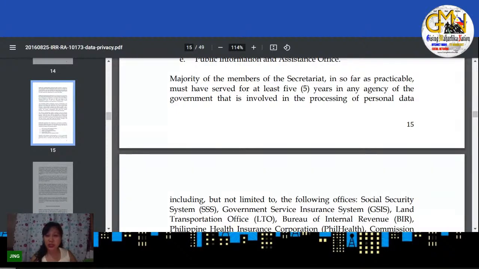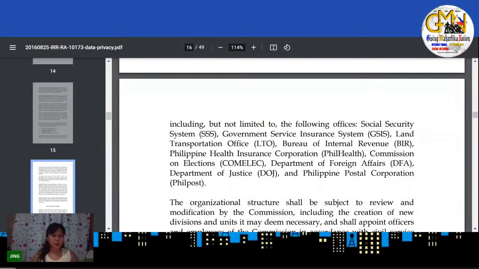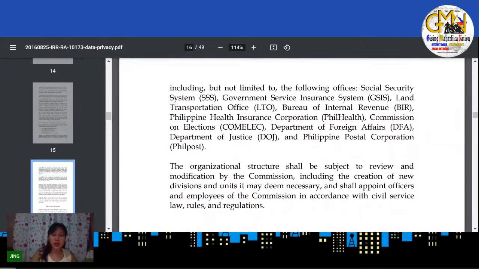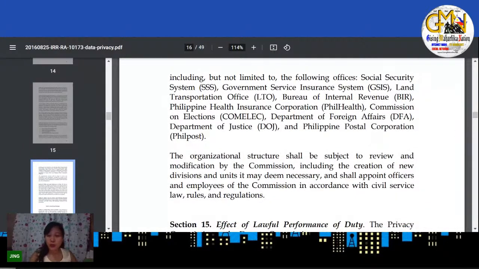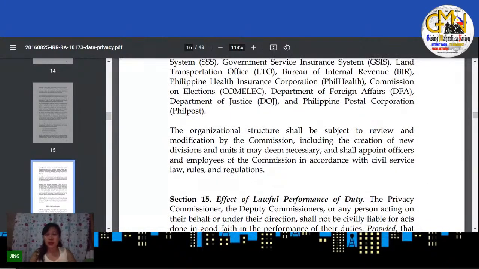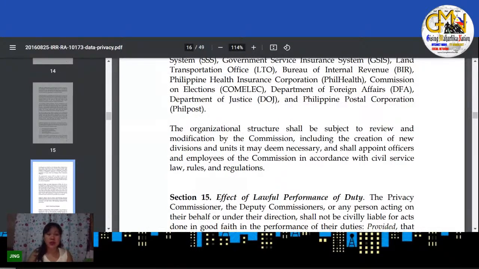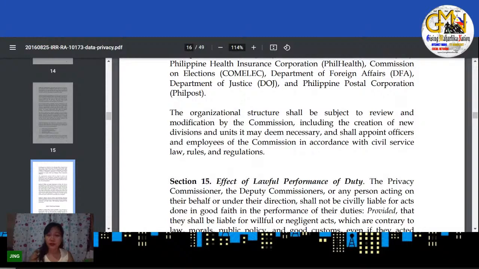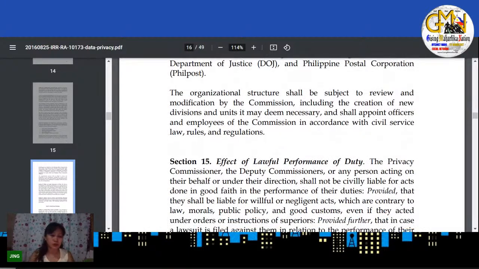years in any agency of the government that is involved in the processing of personal data, including but not limited to the following offices: the Social Security System or SSS, the Government Service Insurance System or GSIS, the Land Transportation Office or LTO, the Bureau of Internal Revenue, the PhilHealth Insurance Corporation, the Commission on Election, the COMELEC, Department of Foreign Affairs or DFA, the Department of Justice or DOJ, and the Philippine Postal Corporation or the PhilPost.